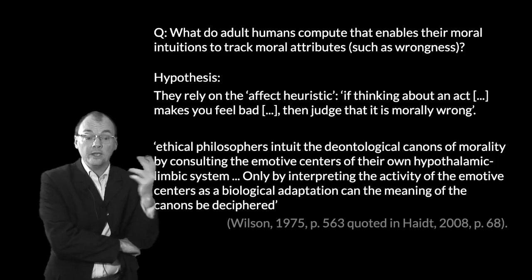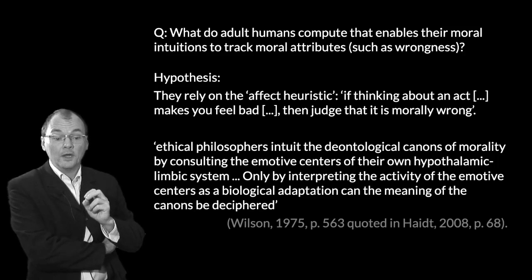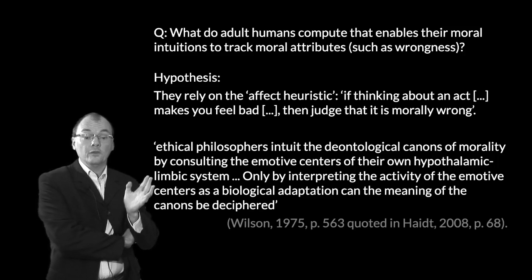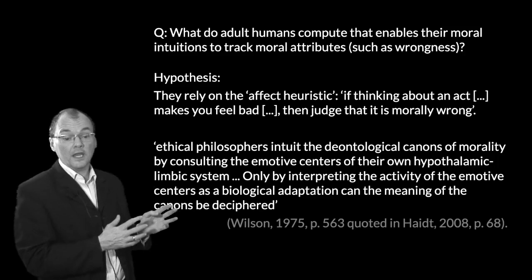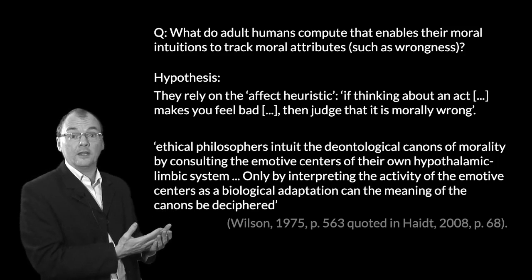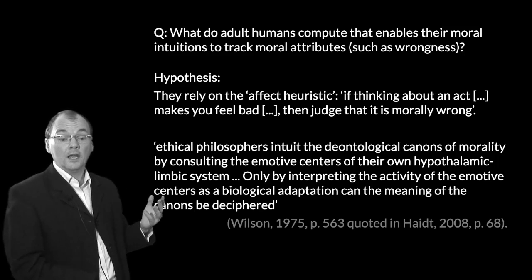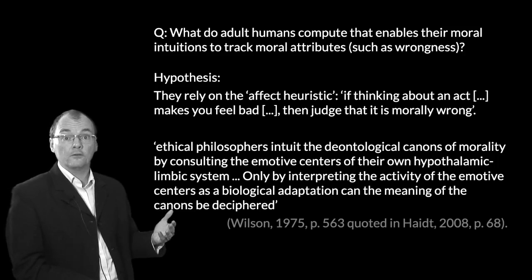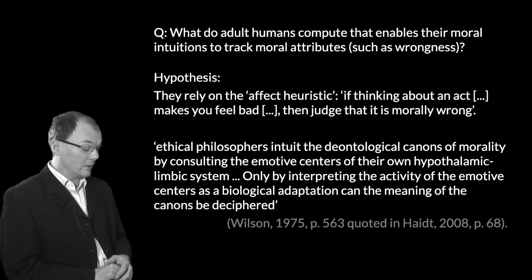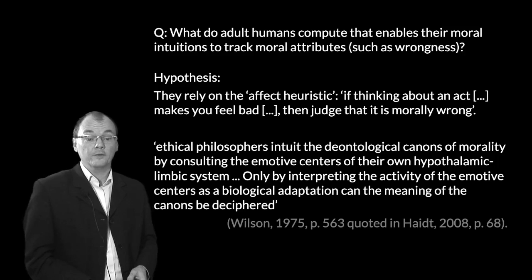Wow, that's a cool claim. And he goes on, only by interpreting the activity of the emotive centres as a biological adaptation can the meaning of the canons be deciphered. So this to me is a really fascinating claim. I think what Wilson is saying here, in effect, is that you can't claim to have any understanding of ethics or any really deep understanding of ethics unless you understand the functioning of the emotions in humans. So that, I think, is quite a radical claim compared to how ethics is usually approached by philosophers.